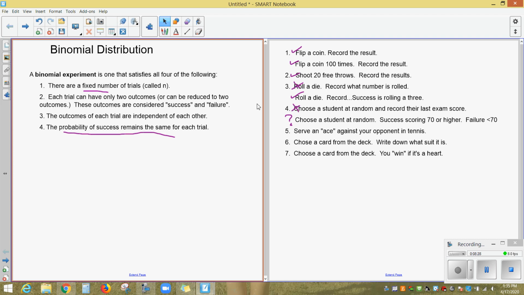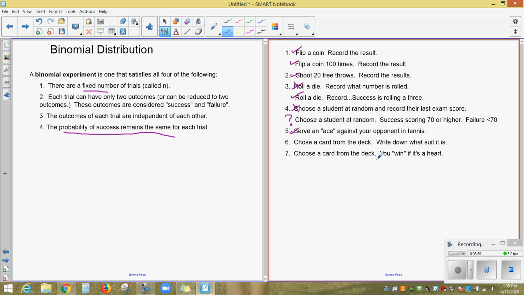In terms of a fixed number of trials, we could say she served 12 times in a game, or whatever. We could fix the number of trials. Success could be acing her opponent, and failure would be not. Each time she serves that tennis ball, she has the same probability of success, and the outcomes of that trial stay the same. She's either going to ace it or she's not. So I would argue that this could be considered a binomial experiment.